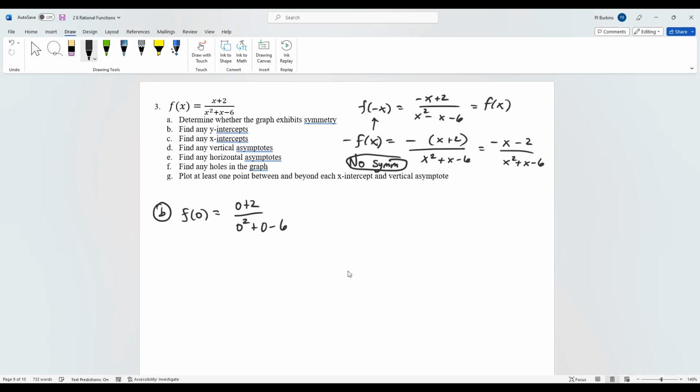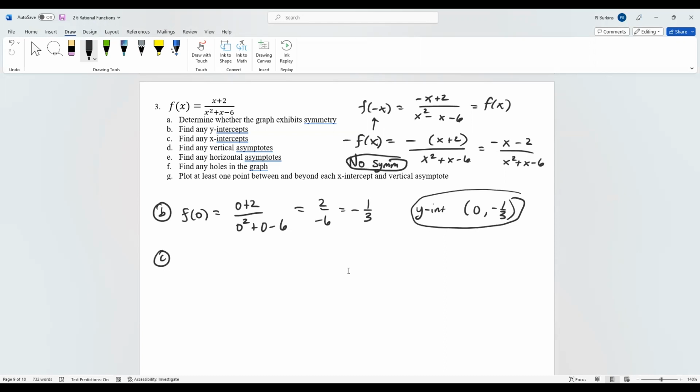And what do we have? Looks like 2 over negative 6 or negative 1/3. So we have for the y-intercept the point (0, -1/3). All right. What about the x-intercepts?